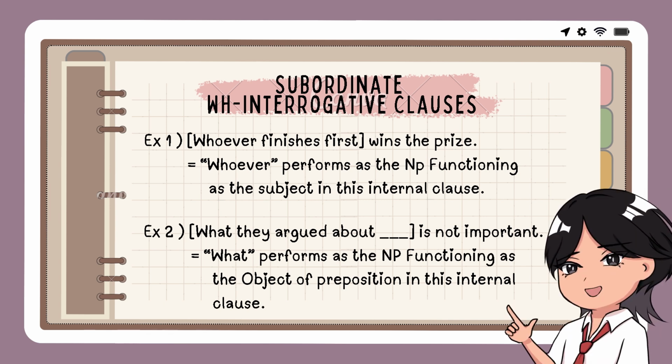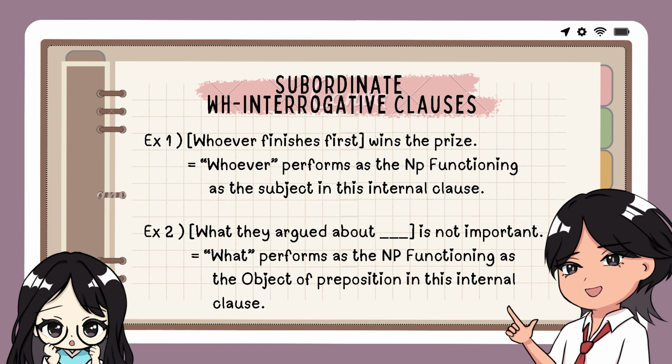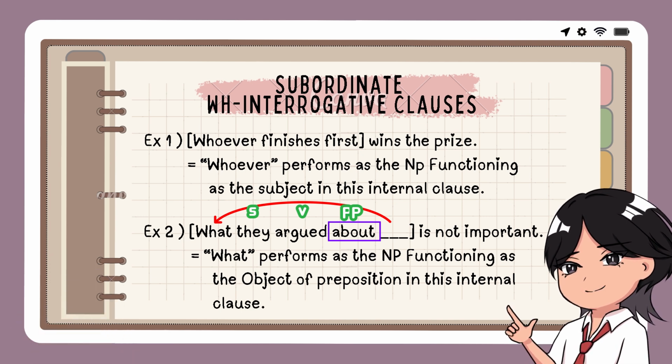Example number 2. What they are argued about is not important. What performs as a noun phrase, functioning as the object of the preposition in this internal clause.